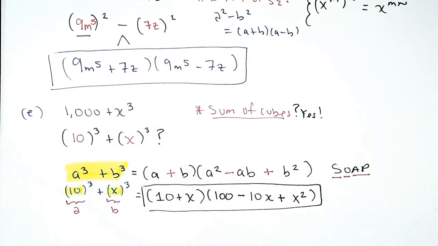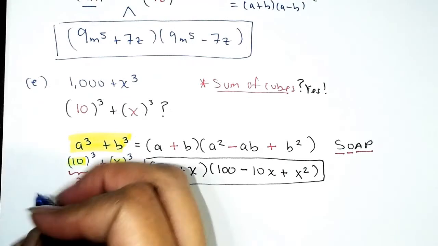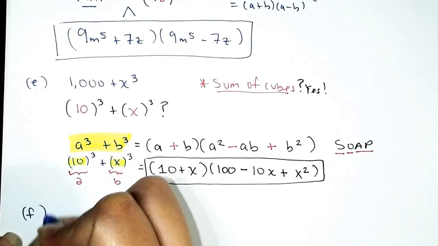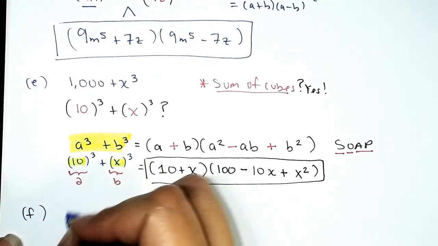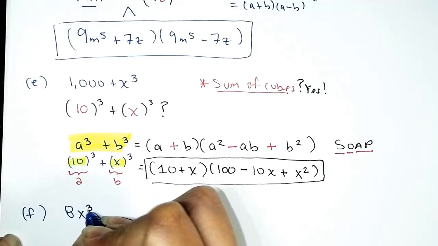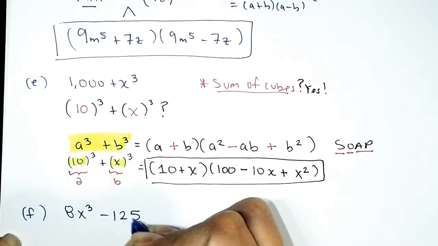Cool. Where are we at? I'm not quite sure, but we're doing 9. So let's go ahead and do another one. F. Problem F, we have 8x cubed minus 125.